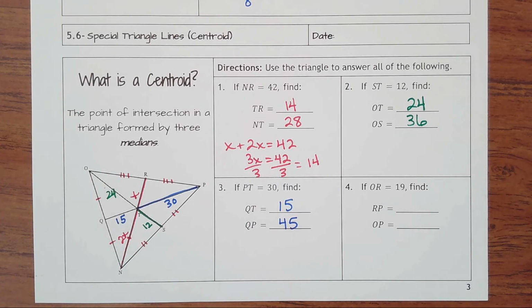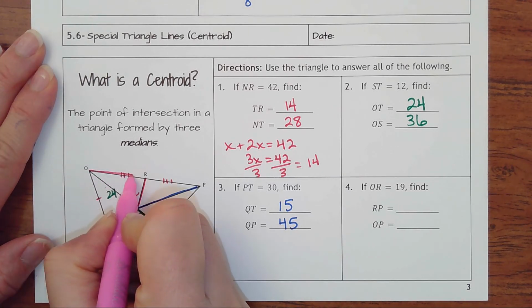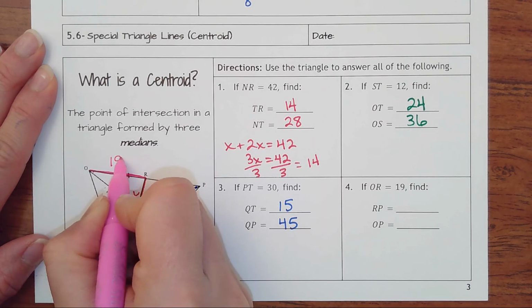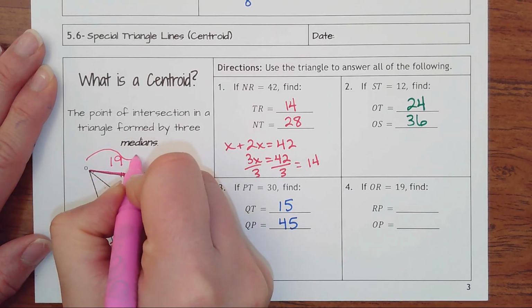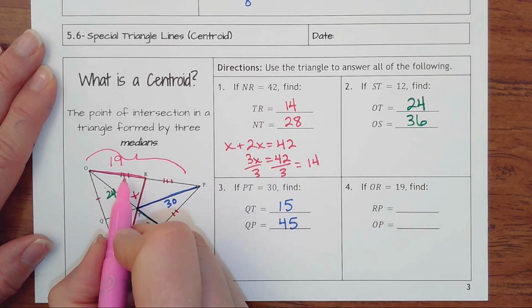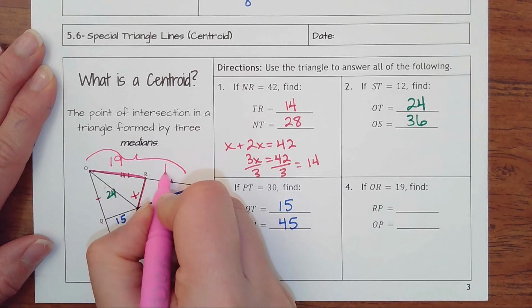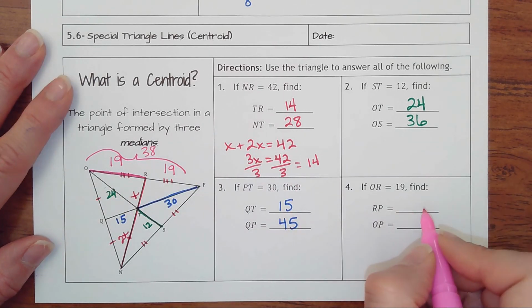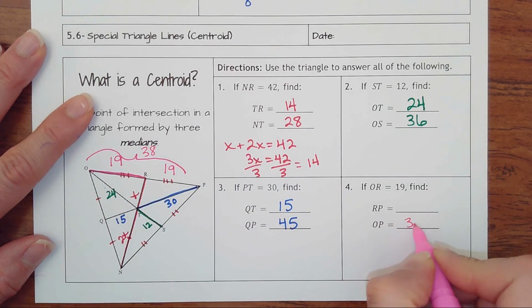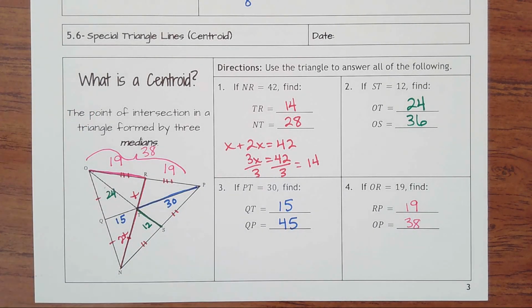And then the last thing is on the outside. If OR is 19, so OR is right here, if that is 19, find OP, this whole length. Well, we already talked about how these will be equal here. So if O to R is 19, then R to P is also 19. Those would add to make a total of 38. And RP was the 19 as well. So that is centroid.